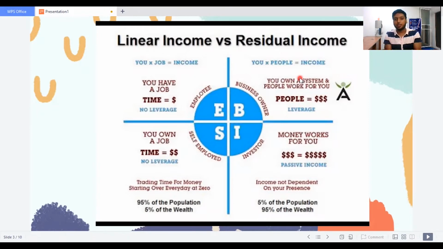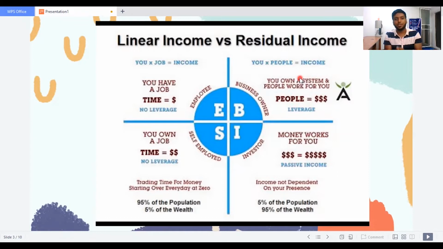But then the fourth one, which is known as the investor, these are the people who actively earn passive income. They don't work, they just sleep, they just play, and they get money into the bank account because they make a system and the system works for them. People and the system both work for them. They have some people, they teach their work to others, they train people and they educate.